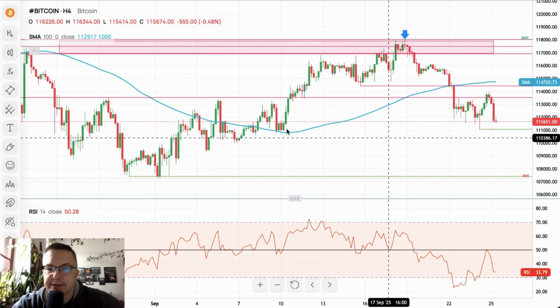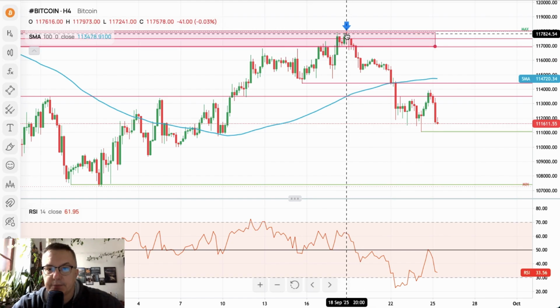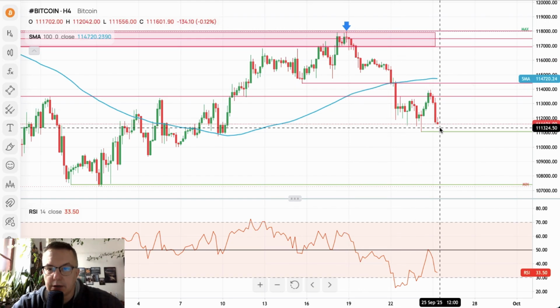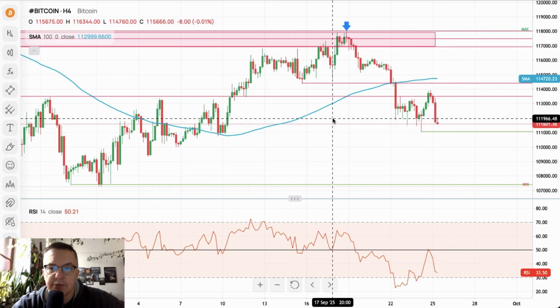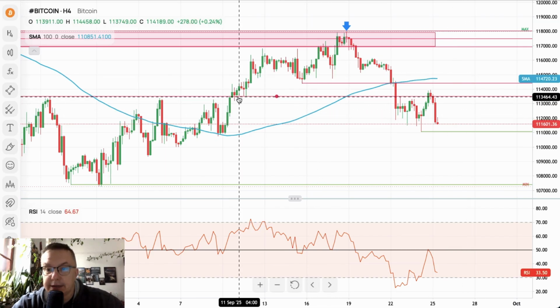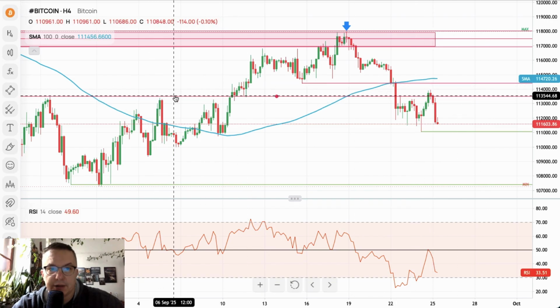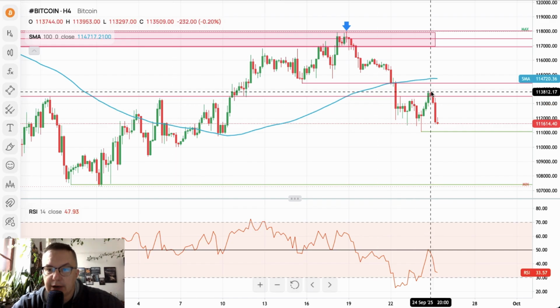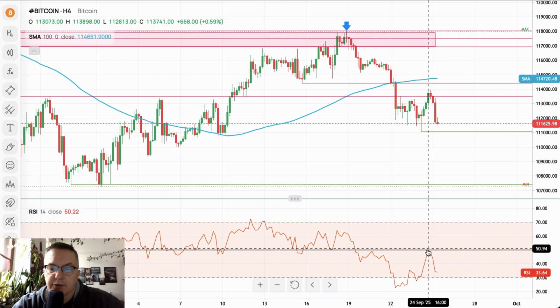And last but not least, let's take a look at Bitcoin. The Bitcoin has been rejected from the supply zone and keeps moving lower. We broke the 100 period moving average already. We broke below the key technical resistance. This level is roughly around 113,500. The local high was made a little bit higher. Nevertheless, big reversal straight on after we hit the level of 50 on the RSI.